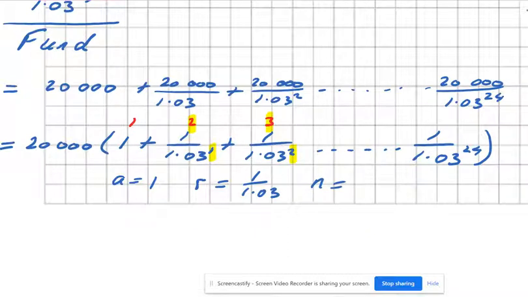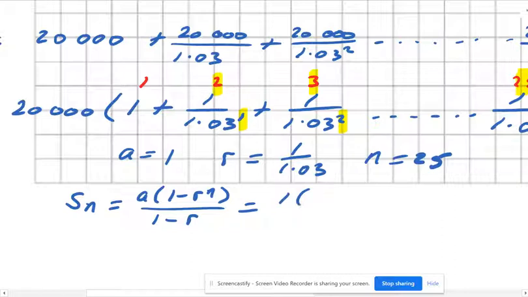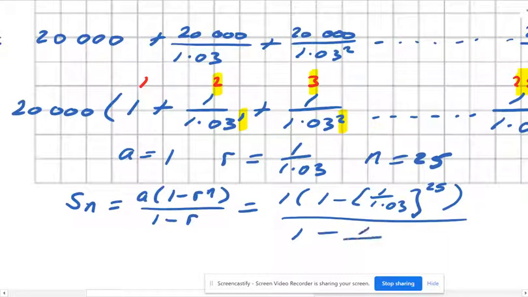That means the last term must be the 25th term, because that's the power of 24. So just be careful with that. It's 25 terms. And now we can use the formula. The formula is Sn is equal to a into 1 minus r to the power of n over 1 minus r. Fill those numbers in. So it's 1 into 1 minus 1 over 1.03 to the power of n, which is 25, all over 1 minus 1 over 1.03.